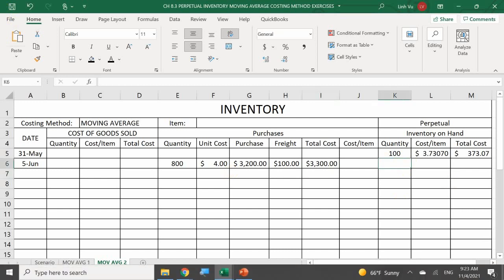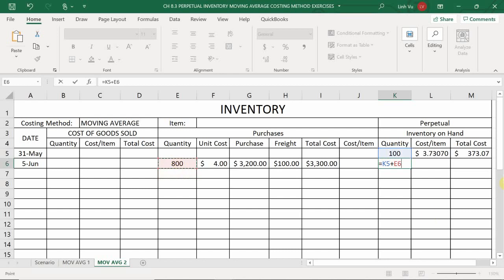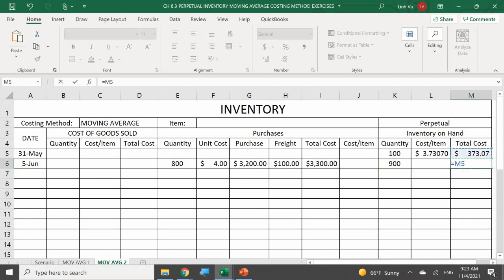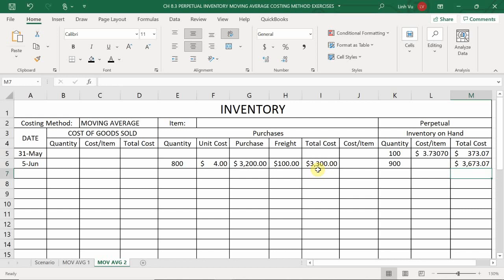So now that I have a new total cost and a new total quantity, because I purchased something, I have to add my batch of 100 to this batch right here. So we now have 900 units at a grand total cost of $3,673.07. So I need to recalculate my average cost per item, and that's going to be 4.081119.